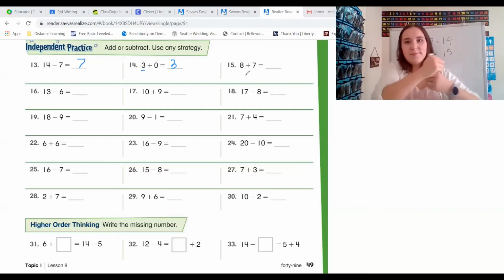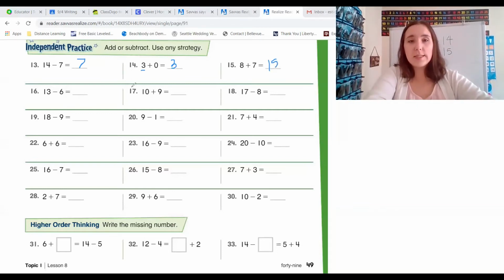Nice and easy. Okay, I want you to do numbers 16, 17, and 18 by yourself, and then hit play and come back to me, okay? So go do those, and then come back, and we'll check your work.